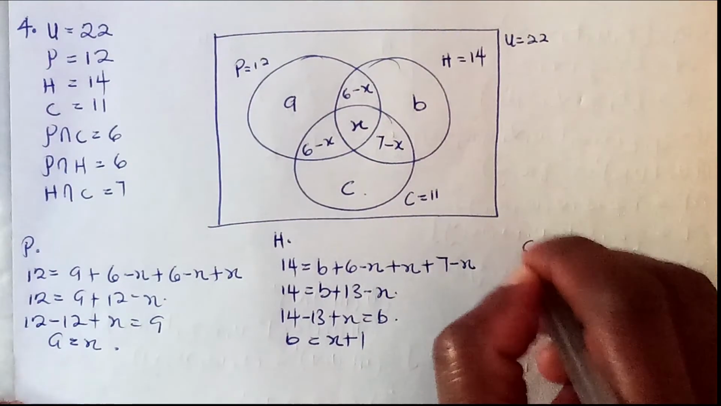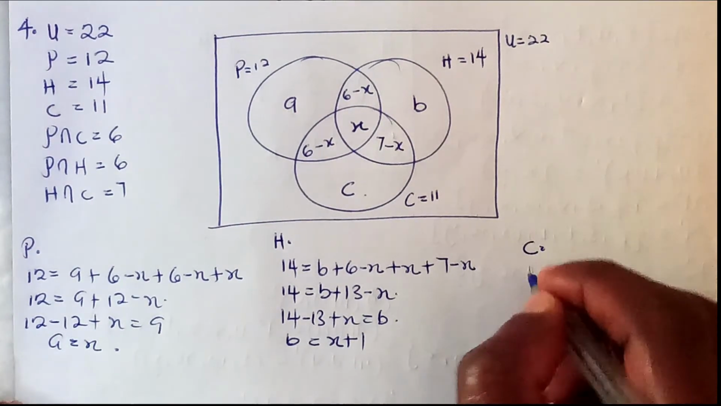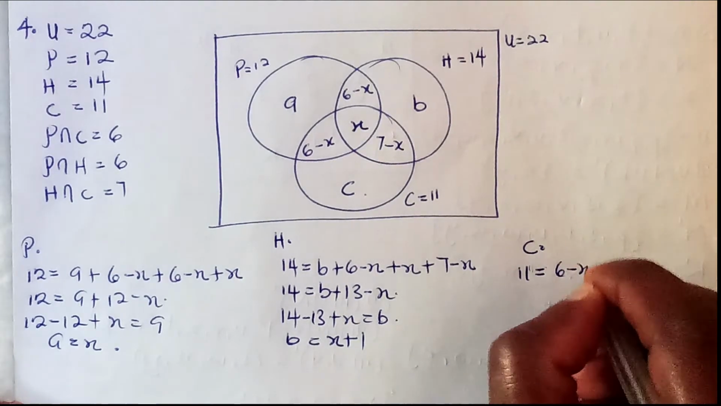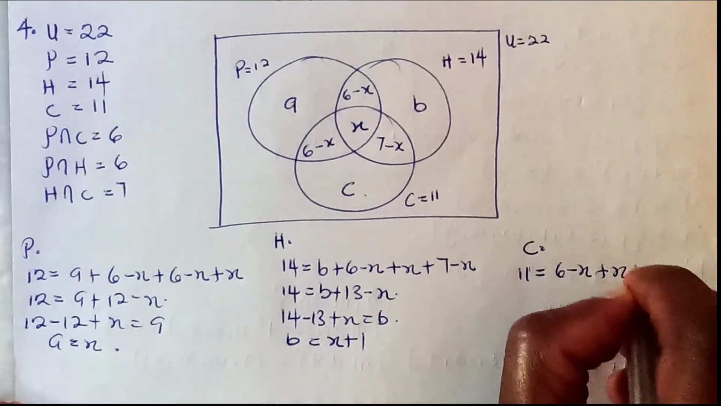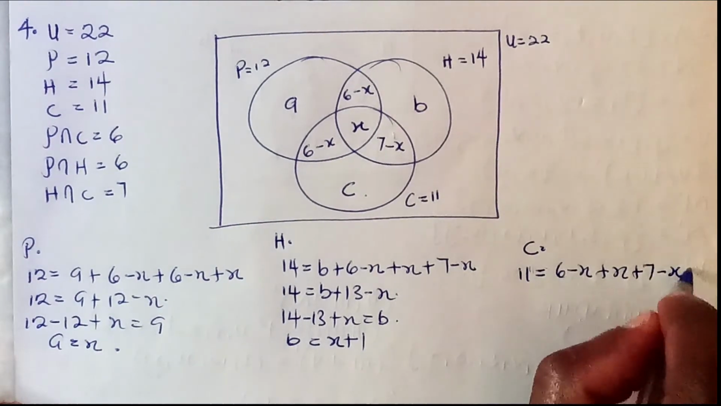C. We are also finding for C again. So we have 11 is equal to 6 minus X plus 7 minus X plus C.